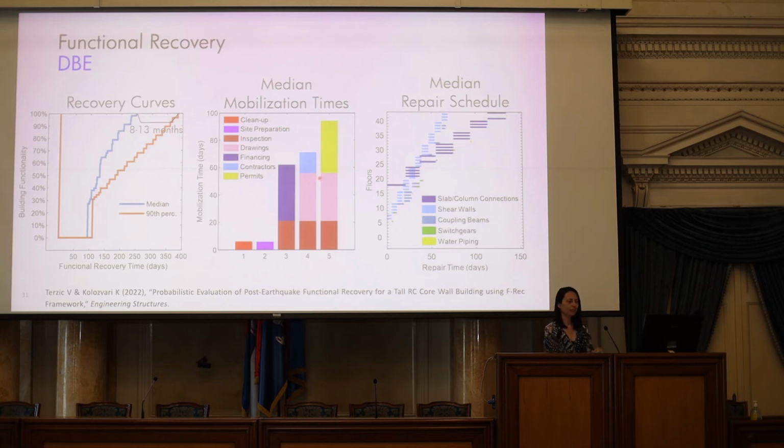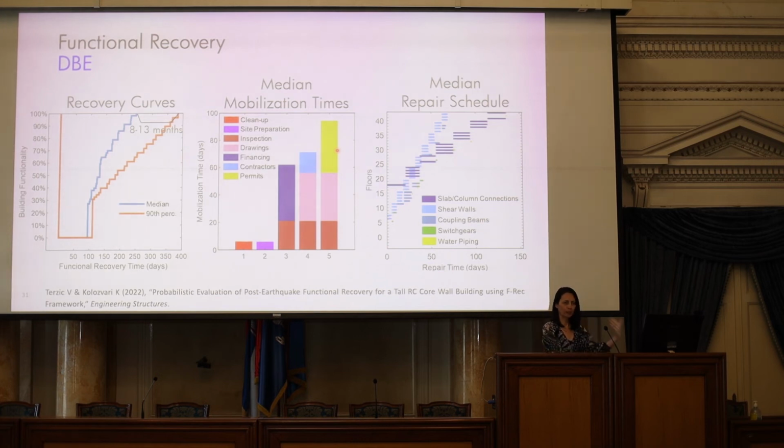Then the second chart here shows us, for the median realization, the mobilization time activities that are going on. And from this, you can see what is governing that mobilization time, or the preparation for the repairs. If you see which bar is the largest, it's going to be this one. That's the one where you have to do the detailed inspection of the building, prepare engineering and architectural drawings, and then do the permit of the building, right? So that takes a long time.